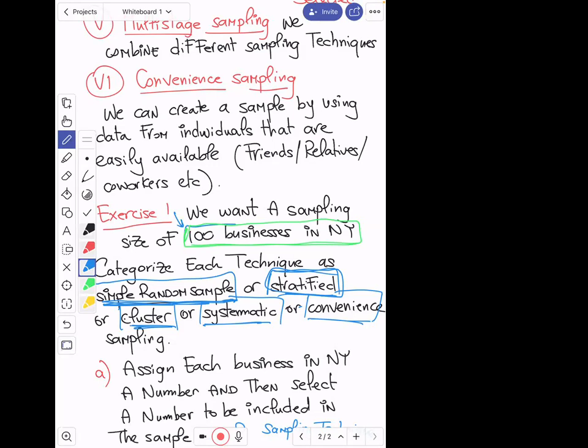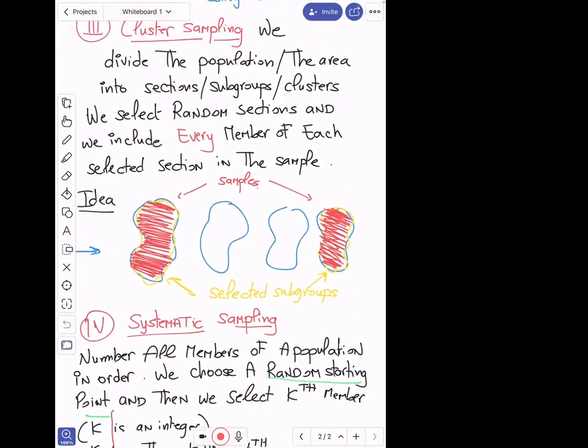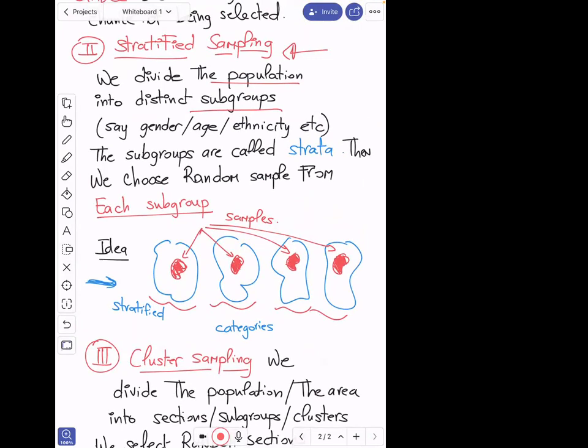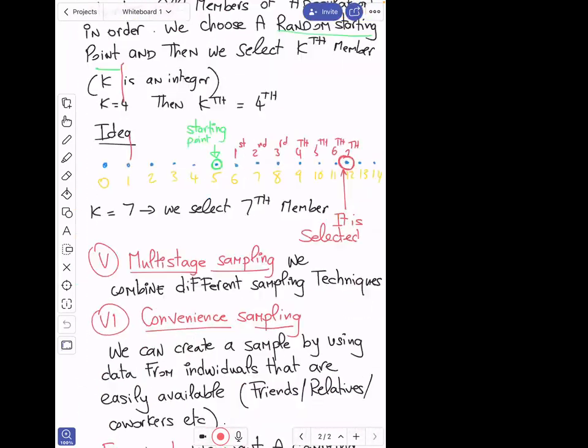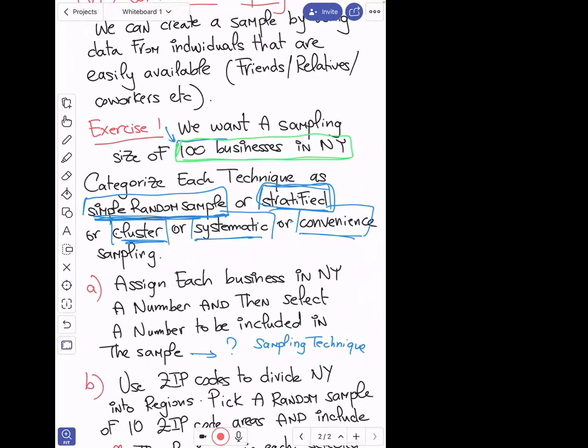Now, in stratified sampling, we divide the population. In our exercise, the population is the businesses in New York, so we are supposed to divide the businesses in New York into subgroups. My question for you guys: am I dividing the businesses in New York into subgroups in A? As you can see in A, I'm not dividing the businesses into subgroups. I'm assigning numbers. So A is not stratified sampling. Does this make sense to you guys?